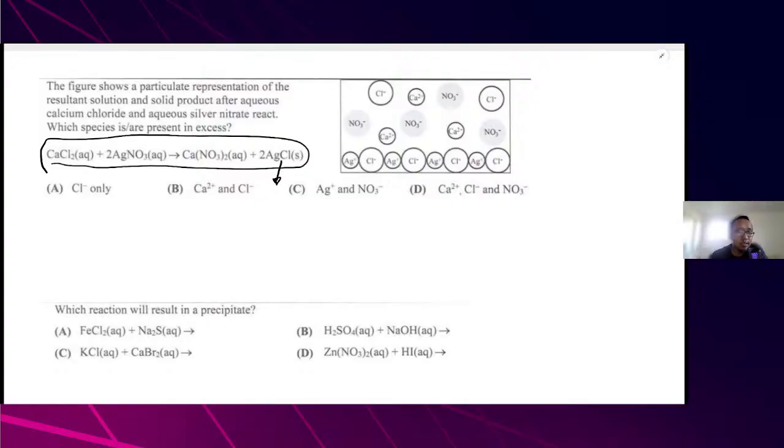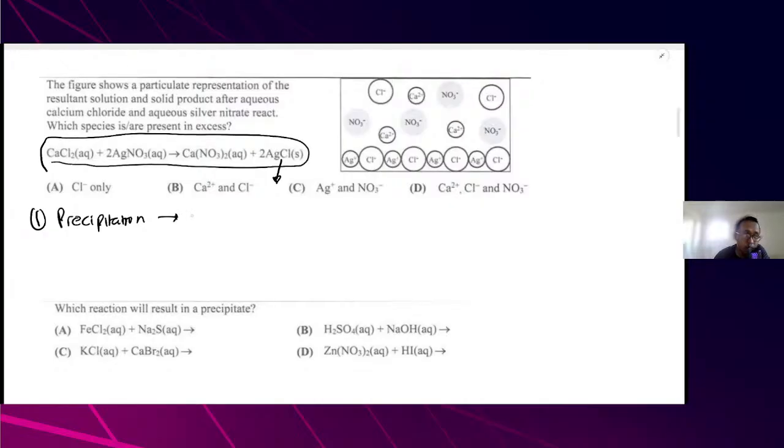And then what else? Number 2. We know this one will produce a precipitate, so it will form a solid. Number 2 is understand the ionic equation. Now let's take a look at more detail.